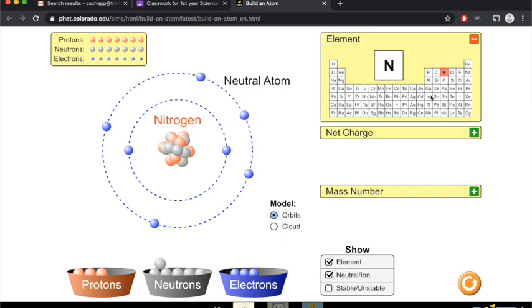So this is what I was kind of looking for when I asked you guys to make an atom. What you would have done is take a screenshot of this and send that to me. So that's all I wanted to talk about for this simulation. I hope that makes things a bit clearer.